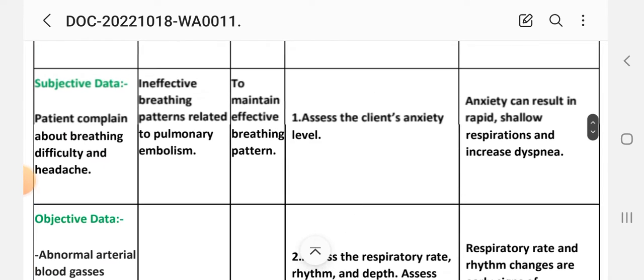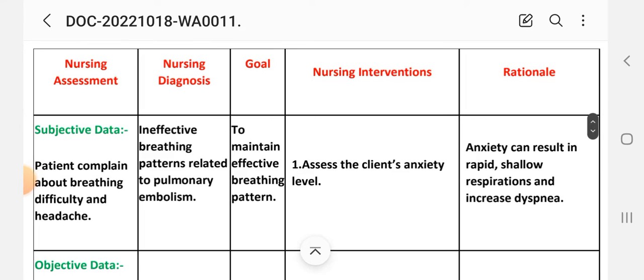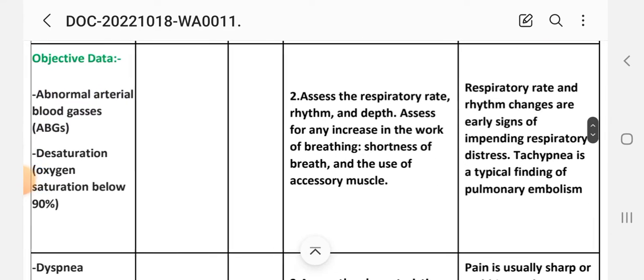On the basis of these assessment data we write here the diagnosis. Diagnosis here: ineffective breathing pattern related to pulmonary embolism. Goal will be to maintain effective breathing pattern. Nursing intervention and rationale, we write. First, assess the client's anxiety level here. Anxiety can result in rapid shallow respiration and increased dyspnea.